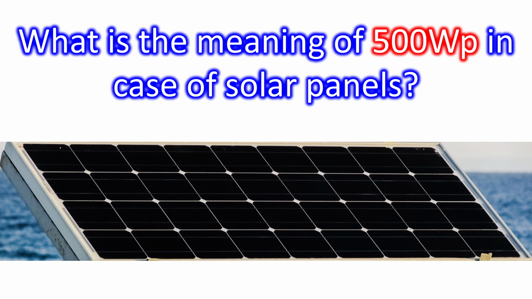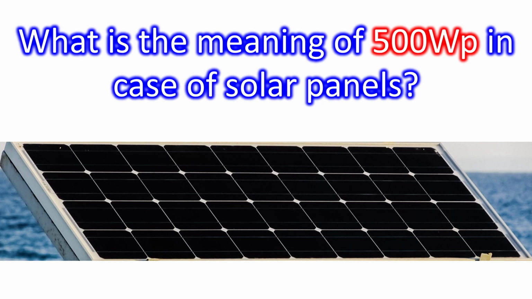In case of a solar panel, it is the maximum power it can produce under ideal standard test conditions. Typical ideal standard test conditions would mean solar irradiance, or the intensity of sunlight, of 1000 watts per square meter, photovoltaic cell temperature of 25 degrees centigrade, and an air mass of 1.5 G.